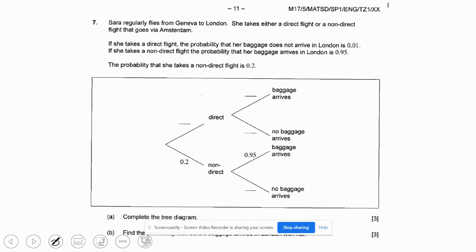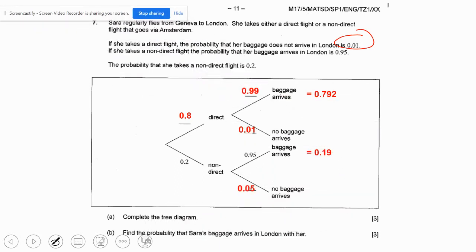Okay, so go to this next one. Remember that every branch has to add up to 1. So each of those fills in. And they tell you the 0.99 by way of this 0.01. And you could tell this is 0.05. And then multiply through the trees to find the answer we need to find. It says complete tree diagram, find the probability that a package arrives. So it arrives here and it arrives here. So you add those two together.